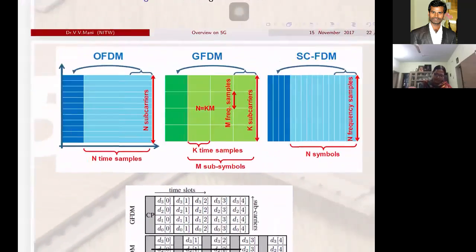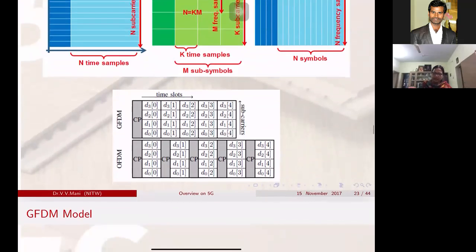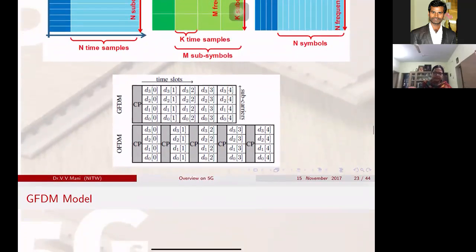So pictorially we can see how it looks. What is the difference between OFDM and GFDM? So in OFDM, my data samples at the 0th instant, one time I started my transmitter. So at the 0th instant, I am observing 4 data samples.